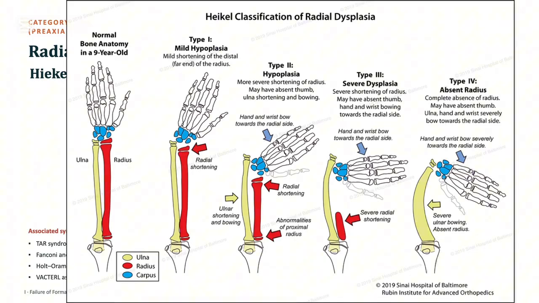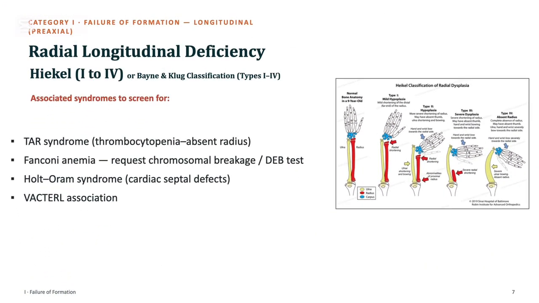And with progression, the angulation is more and the bowing of the ulna is more. Very important, notice that this deformity has very high association with syndromic associations like TAR syndrome. TAR refers to thrombocytopenia and absent radius. Fanconi anemia, which is pancytopenia, requires a test called the chromosomal breakage test. Holt-Oram syndrome is associated with cardiac septal defects.